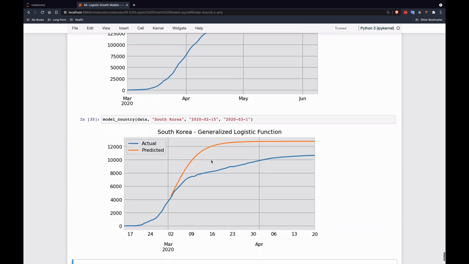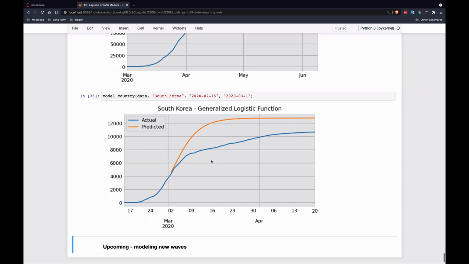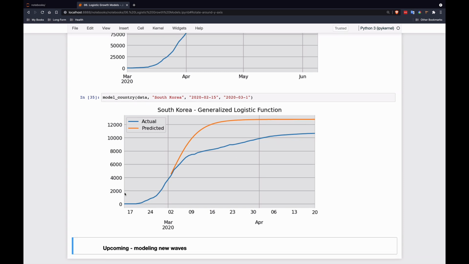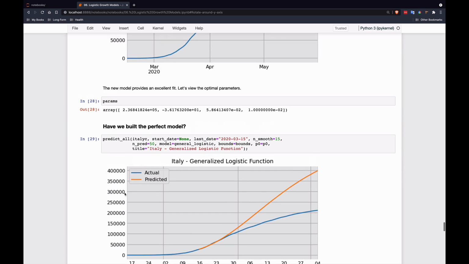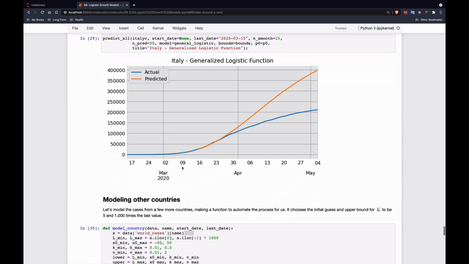Okay, so that does it for the generalized logistic model. Up on deck is modeling new waves. So when there are multiple waves, how do we do that? Do we just use one curve? Do they affect each other? That's going to be coming up in the next chapter. But that is the introduction to the generalized logistic function.